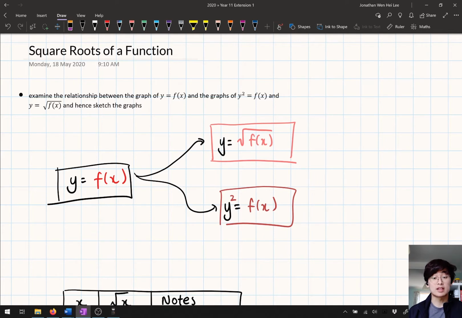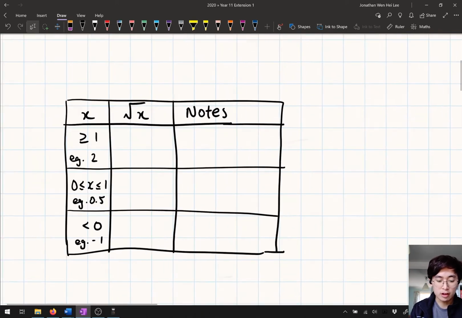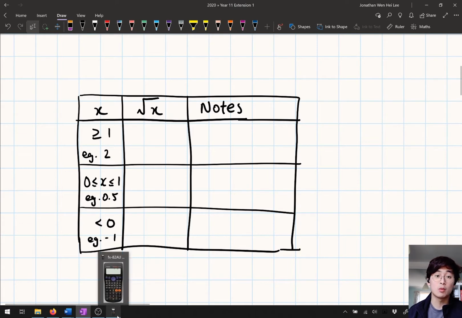Now, before we get started, this section looks at square roots. We're going to look at what happens when we square root a number. Here I've got a few different conditions on our number. In the first column I've got x, with different conditions on x, and we want to see what happens to that number when we square root it. So let's have a look at the first column.